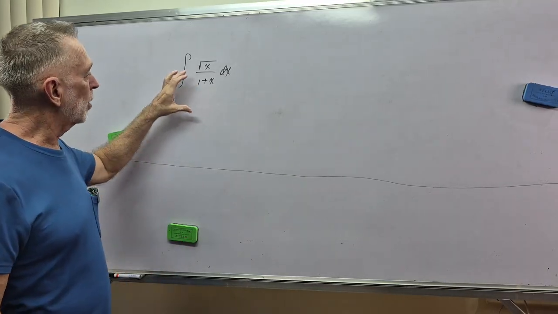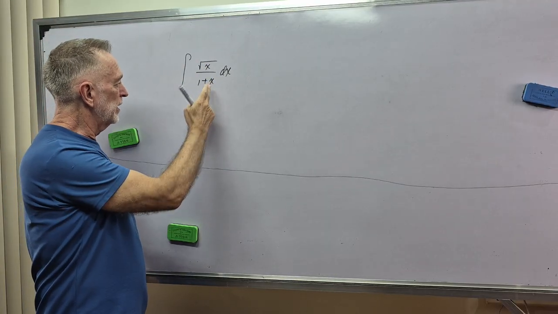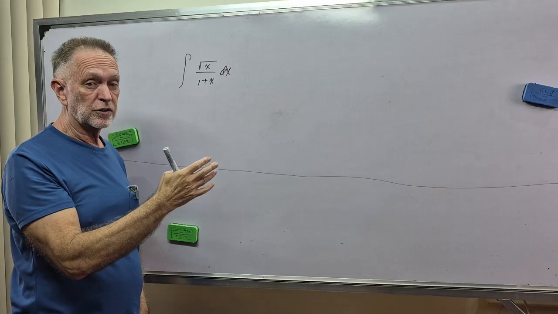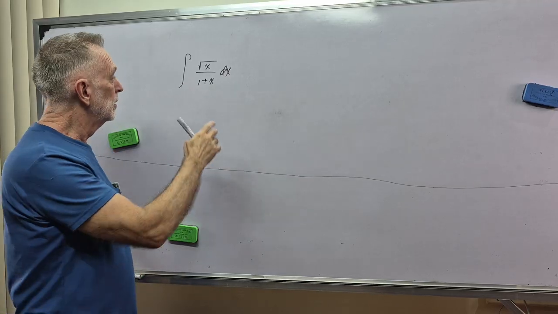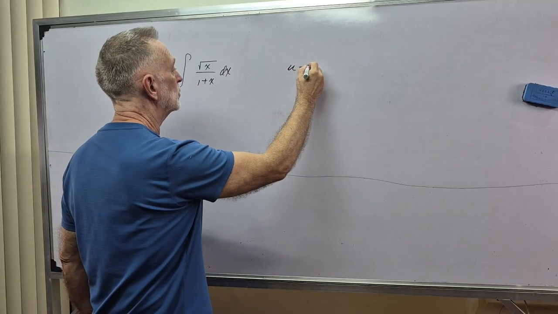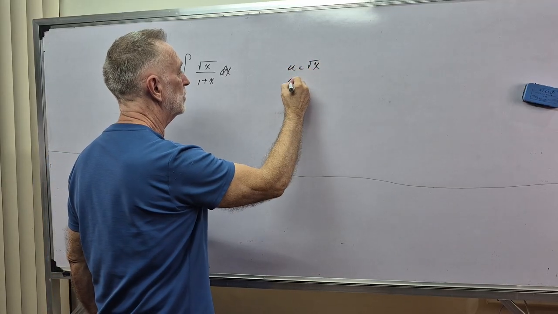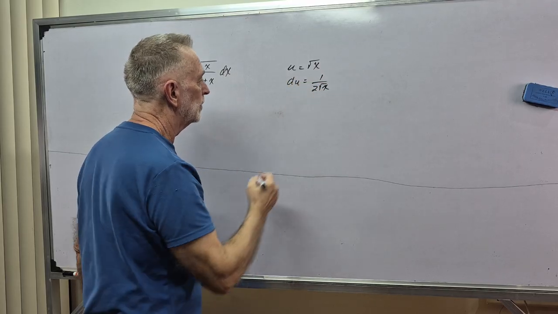Now, when you look at the problem, what do you notice about it? I have a square root of x and an x. X is actually the square root of x squared. So, hey, let's let u equal square root x. So du equals 1 over 2 square root x dx.